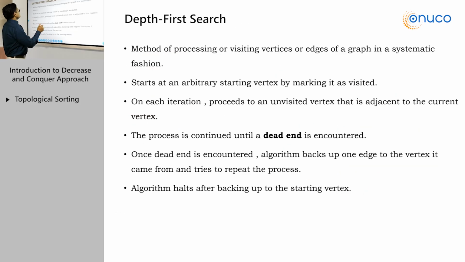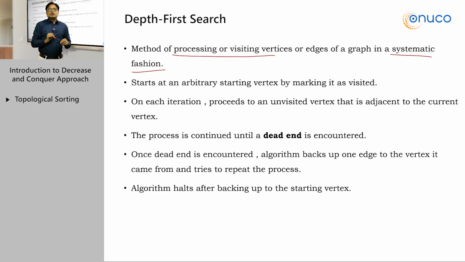So remember, depth first search is a method of processing or visiting vertices or edges of the graph in a systematic fashion. It means we have to follow a proper rule. Accordingly, we are going to proceed and visit a new vertex. You visit a new vertex only if that next vertex is connected directly with the previous vertex through an edge, or you can say a direct path.